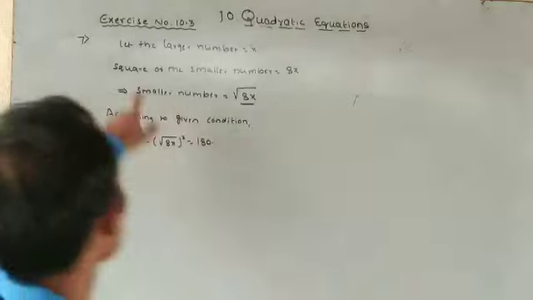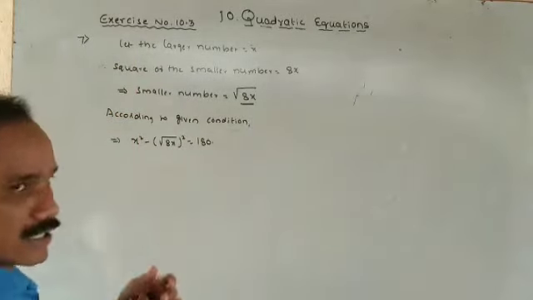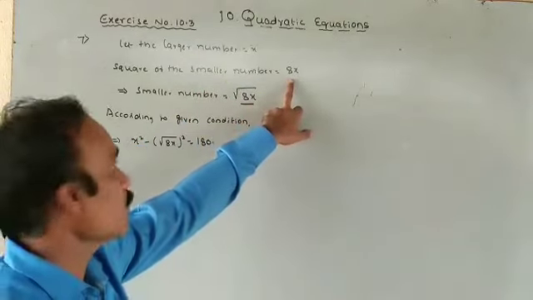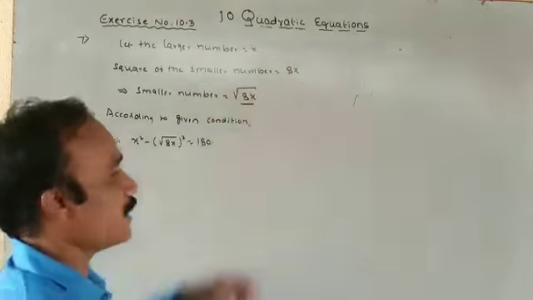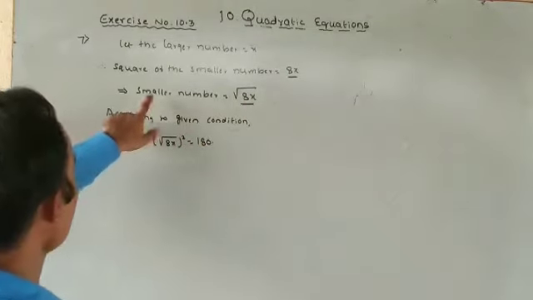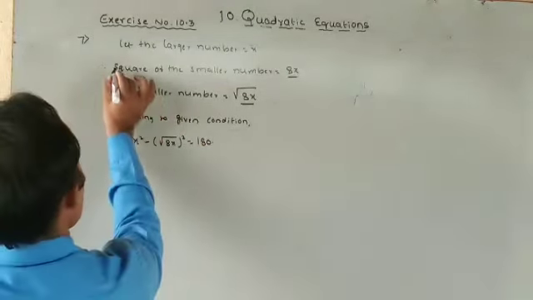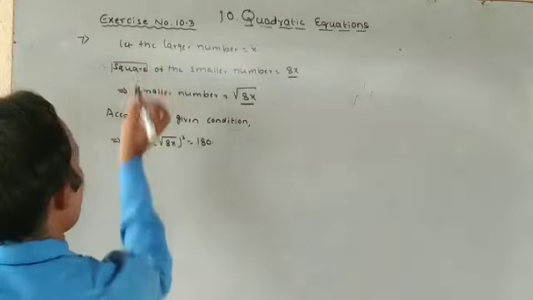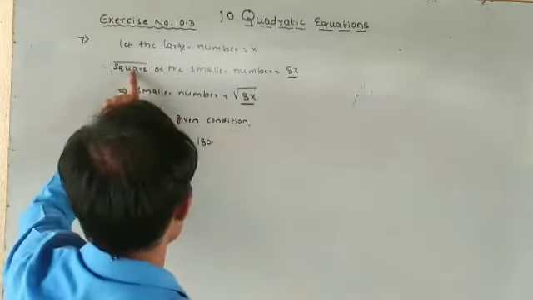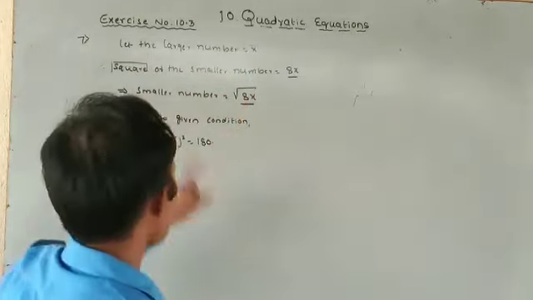So I repeat once again, let the larger number be, say, x. The square of the smaller number is equal to 8 times the larger number. 8 times the larger number means 8 into x, not 8 plus x. Therefore, what about the smaller number? Just to remove this square, take the square root. Therefore, the smaller number is equal to root of 8x.